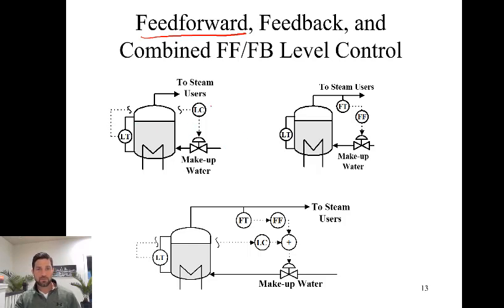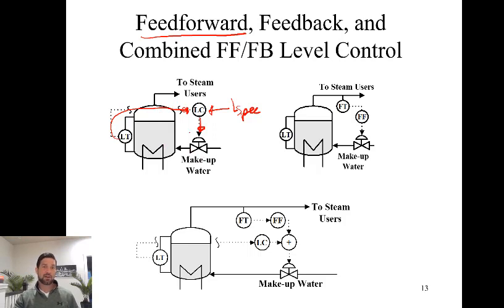So the way the system would work in feedback-only control is, for level control, we measure the level. The measurement of the level goes to the level controller, and that's going to be compared to the set point. Based on the level in the system, we're going to add makeup water to the system. We don't really expect the level to increase. The level is only going to decrease as we pull off steam.